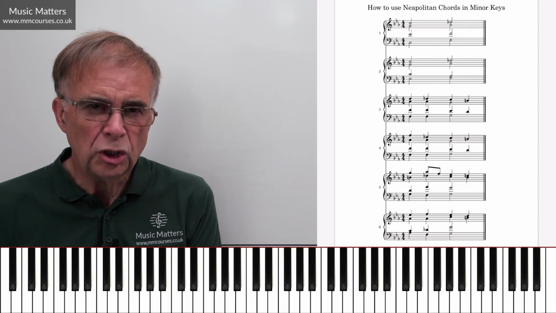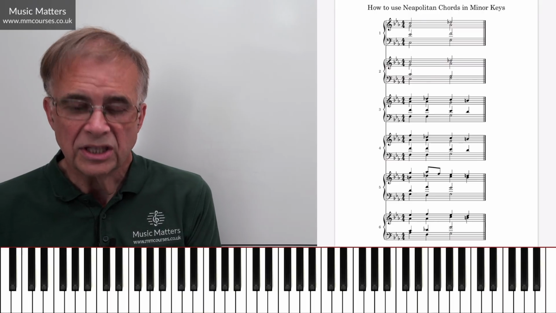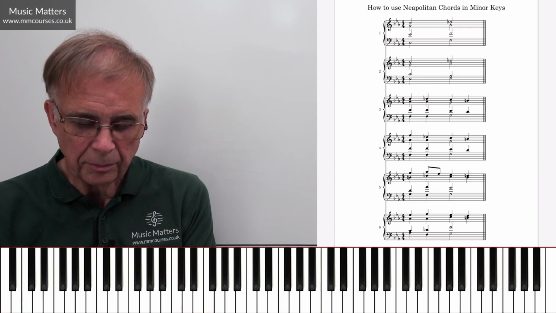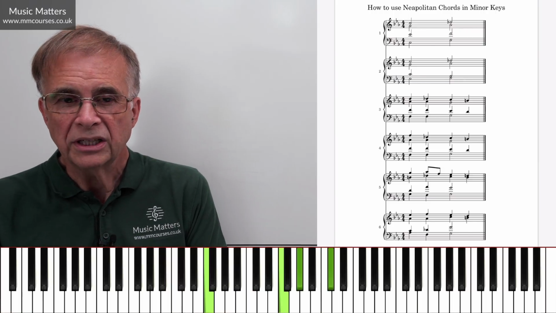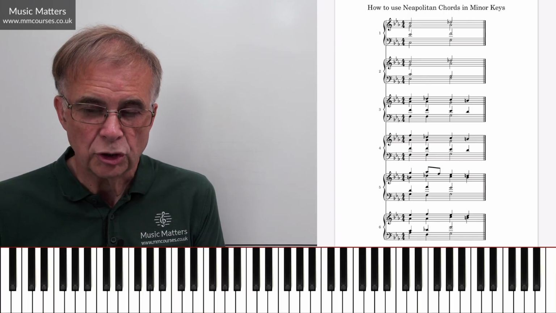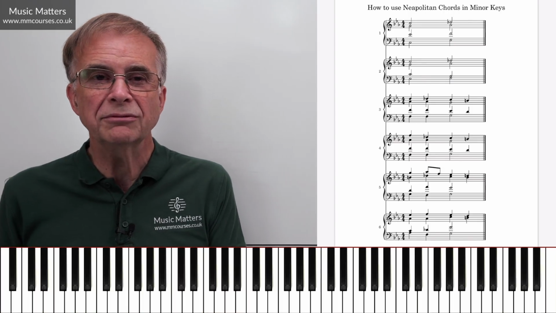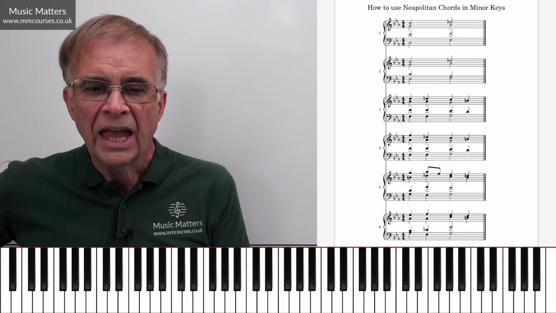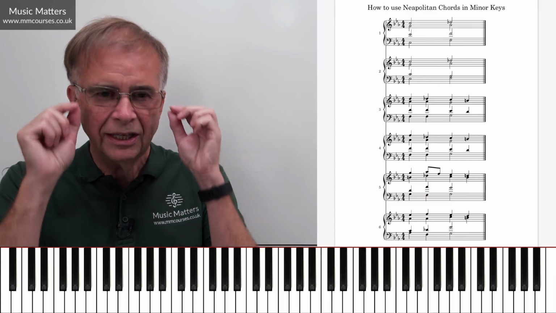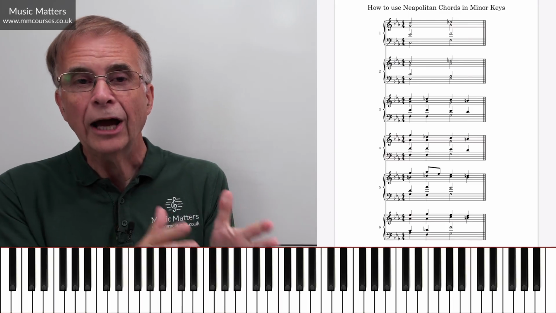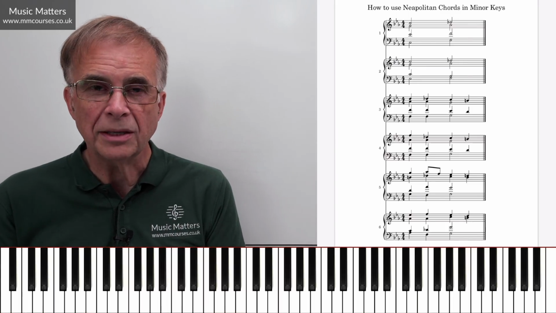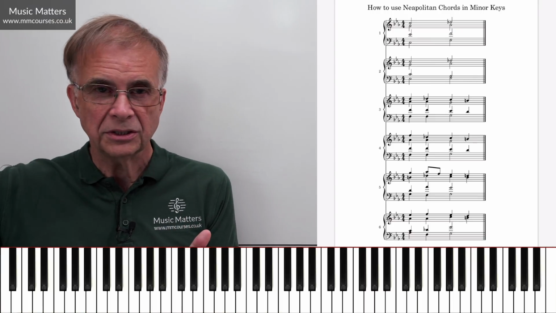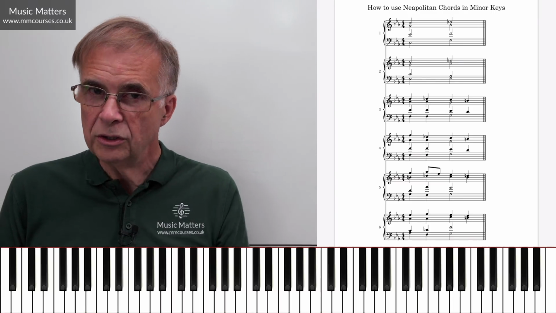Neapolitan chords usually are used in first inversion. So having got that chord, then we put F in the bass and we've got a Neapolitan being used in first inversion. You don't have to use it in first inversion, but normally it is used in first inversion. Okay, so we've got two things to think about under this topic of how to use Neapolitan chords in minor keys. One is, what do I do after the Neapolitan chord? And the other is, what do I do before it?